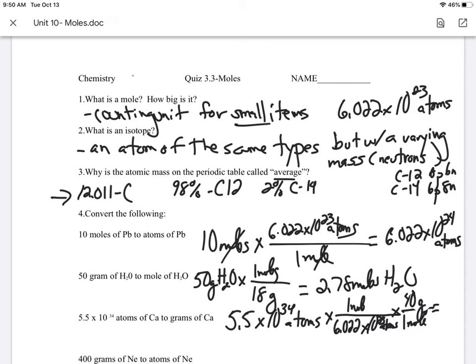So when I go through and do my punching in on my calculator, 5.5 second function e to the 34th times 40 divided by 6.022 second function e to the 23rd, I end up with 3.65 e to the 12th grams.